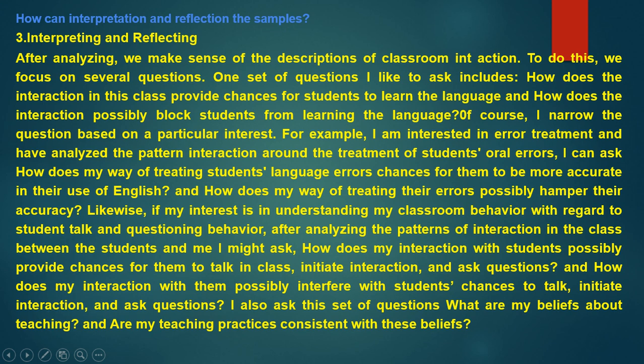To do this, we focus on several questions. We have several questions in order to reflect on. I think questions to ask include, for example, how does the interaction in this class provide chances for students to learn the language? We have another question: how does the interaction possibly block students from learning the language? So we have many questions in order to deal with it, as I have mentioned in this slide.